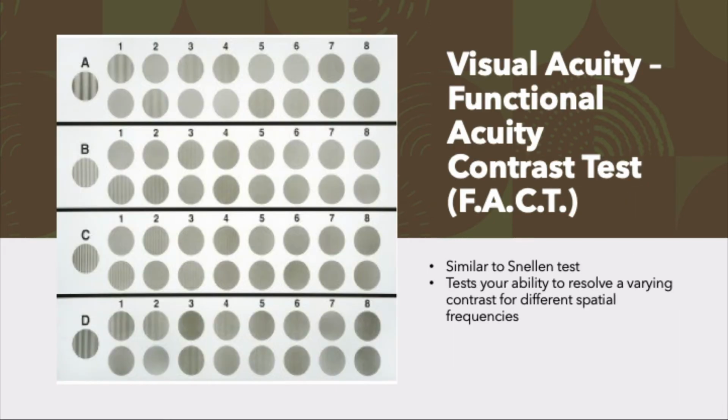The next visual acuity test is a functional acuity contrast test. This is similar to the Snellen test in that you look at a chart from a certain distance away, but instead of testing angular resolution, this tests how well you can resolve a contrast with different spatial frequencies. Again, to conserve time, I'm not going to go into the details of this, but there are plenty of fun places online where you can do these tests.